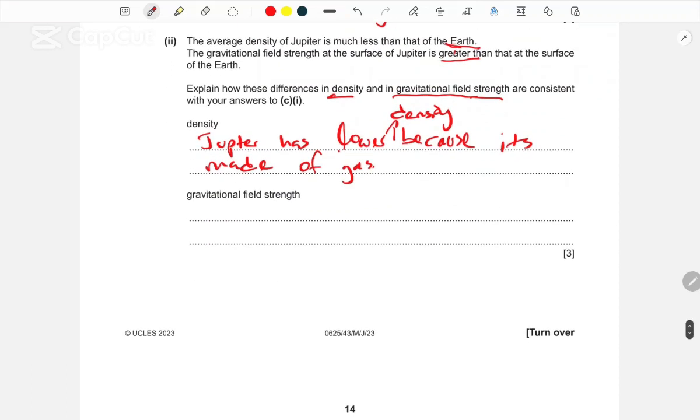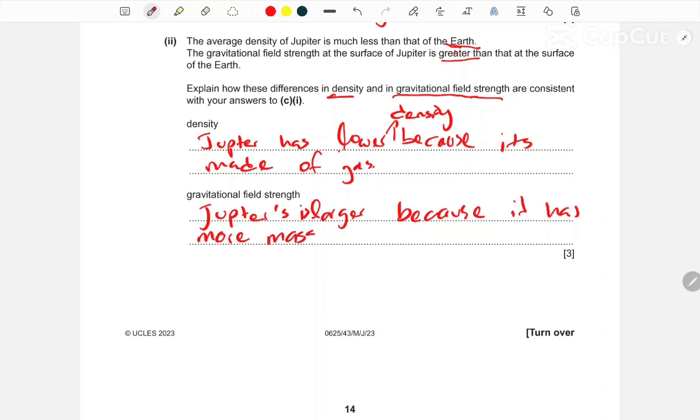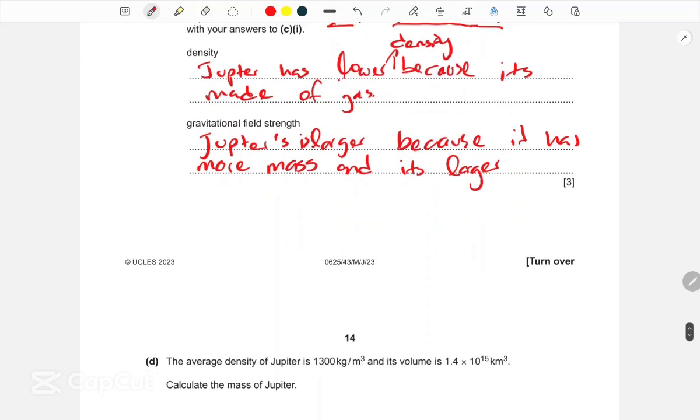And when you talk about gravitational field strength, Jupiter's is larger because Jupiter is bigger and it has higher gravitational field strength, and because it has more mass. It has more mass, and it's larger. That's going to be our answer.